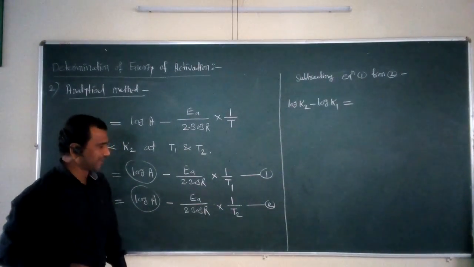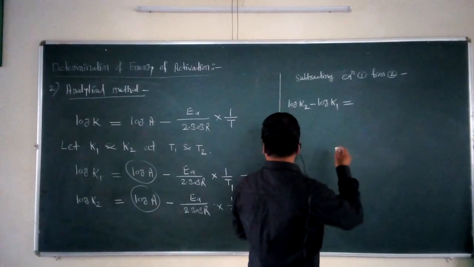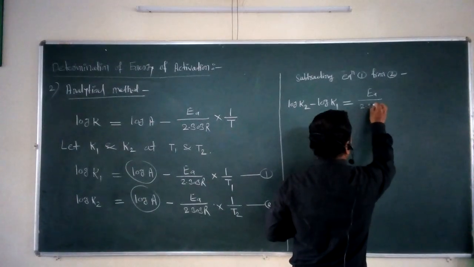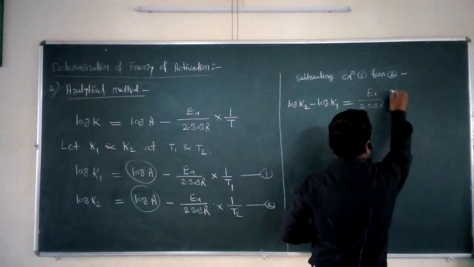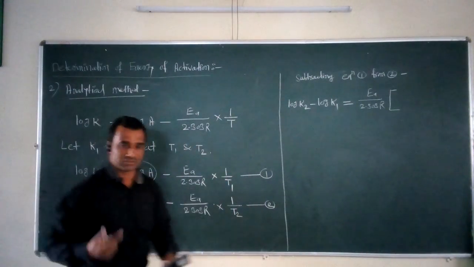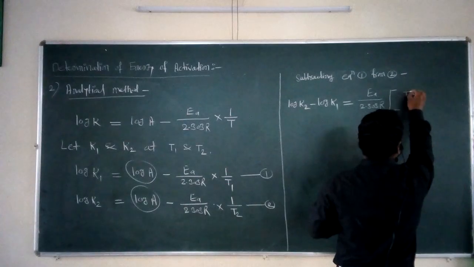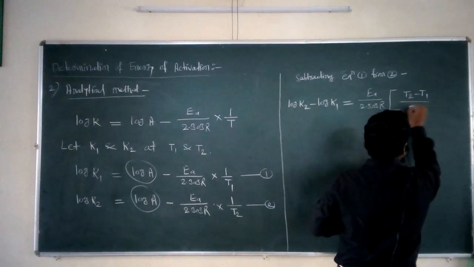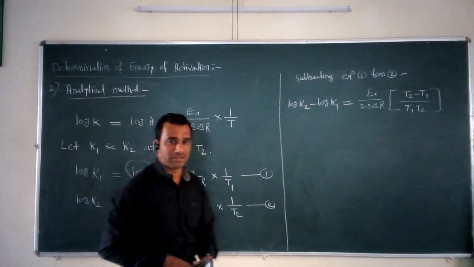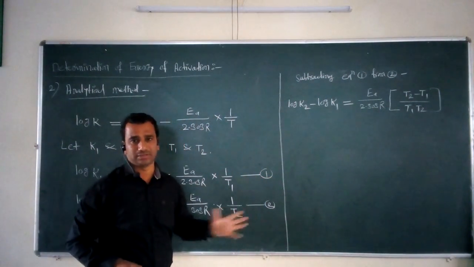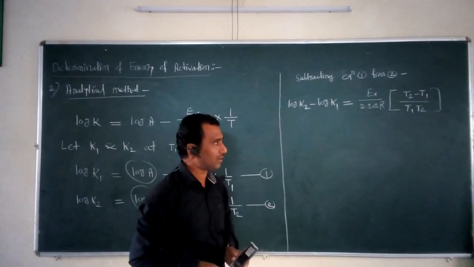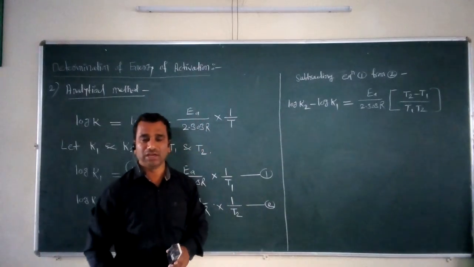So we may write this second form as energy of activation divided by 2.303 into R, in a bracket. In the bracket, what are the remaining terms? The remaining terms are 1 upon T1 and 1 upon T2. So we get T2 minus T1 divided by T1 into T2. This final equation is obtained by subtracting equation number 1 from equation number 2. That equation is log K2 minus log K1 is equal to EA upon 2.303 into R into T2 minus T1 divided by T1 into T2.